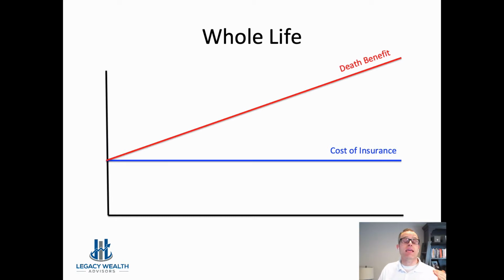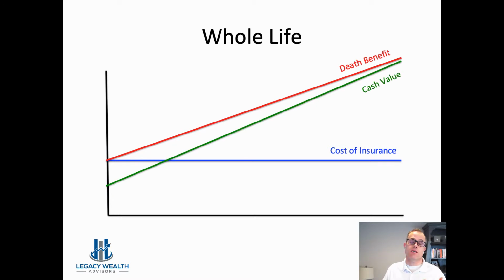Your death benefit increases over time. So the longer these policies are in place, the more efficient they become. The more efficient they become, the higher your death benefit is, as well as your cash value will continue to increase every year. So your cash value is going to grow every year as well. And then at policy maturity, either 100 years or 121 years old, your cash value and your death benefit should equal. They should be the same.